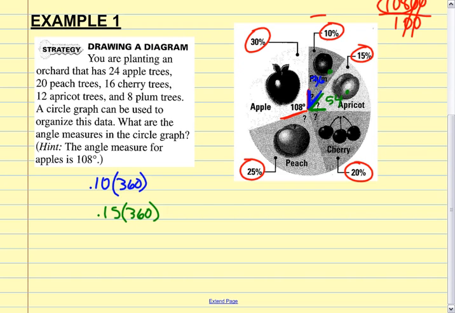What did you get? Elizabeth? 90. I'm sorry, 90? Yes. Excellent. 90 degrees. And who can figure out cherries for me? Emma? 72. 72 degrees. Great job, and I'm running out of time.